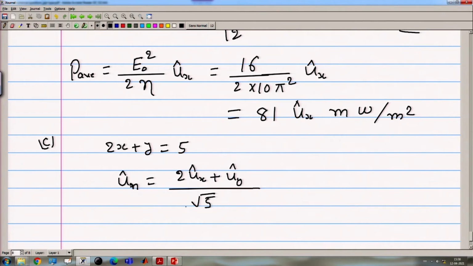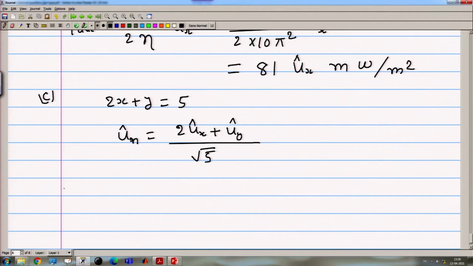So, total power, the average power will be, so this is the power density we have already calculated. That is in the x direction. So, we just have to multiply 81 into 10 to the power minus 3 ux, into ds. This is in watt per meter square.